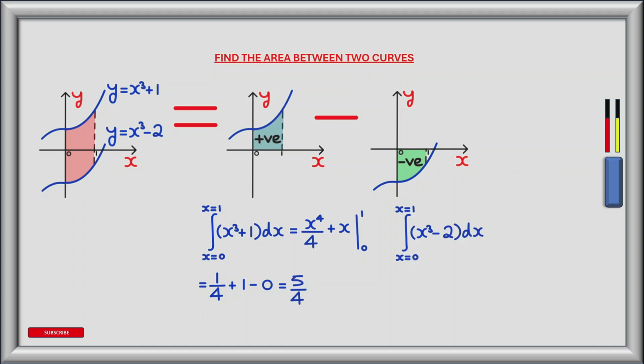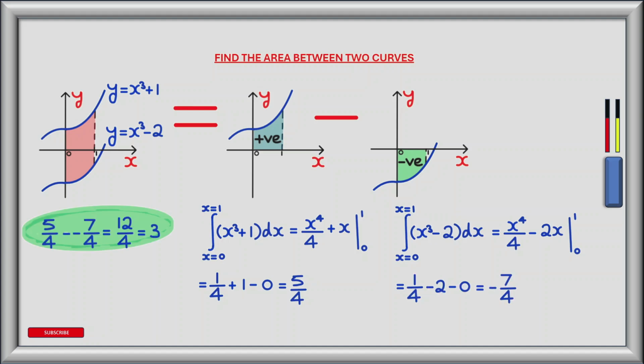And similarly, to find the area of the green shaded region, we can integrate the function y equals x cubed minus 2 between the limits of x equals 0 and x equals 1. And using the power rule, this evaluates to x to the power of 4 divided by 4 minus 2x. And plugging in the limits of 1 and 0, we have 1/4 minus 2 minus 0, which equates to minus 7/4.